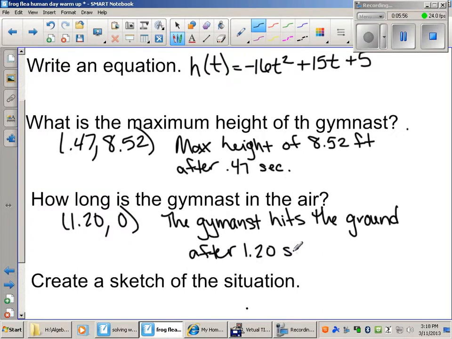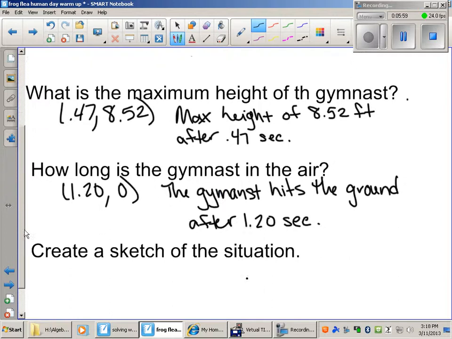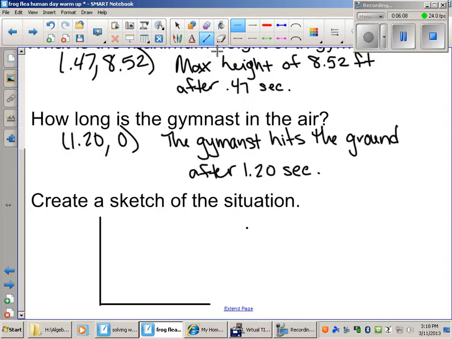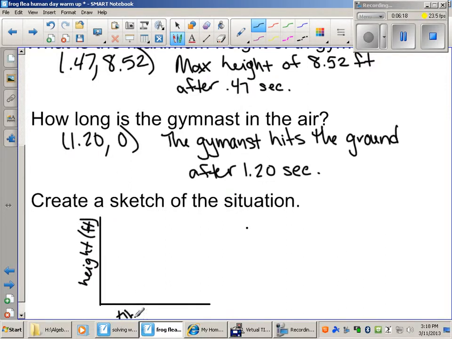Sketches aren't that bad, especially because we've already found all the information that we need. The first thing that we want to have on our sketch is our units. So I have height over here, and that's measured in feet. And then down here I have time in seconds. And I know that my graph looks something like this. And I want to label 3 critical points: the starting point, the highest point, or the maximum point, and the point at which she hit 0.